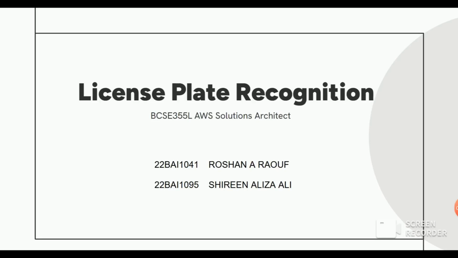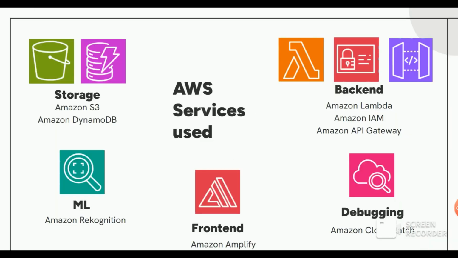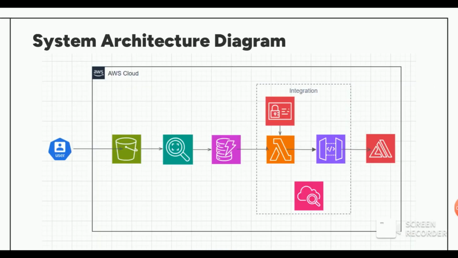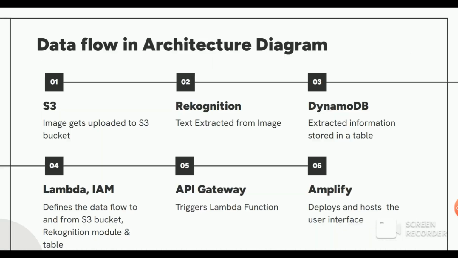Our AWS project is license plate recognition. For this project, we have used the following AWS services. These services have been used in accordance to this system architecture diagram. The data flow of this diagram is as follows.